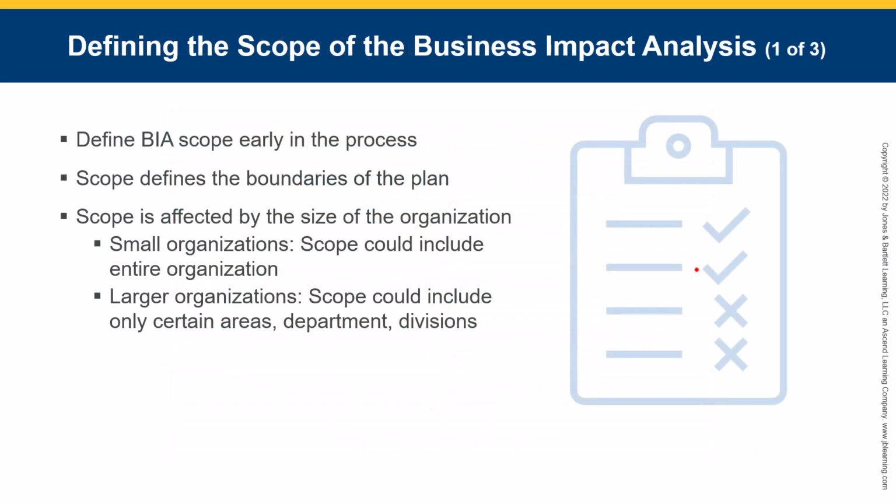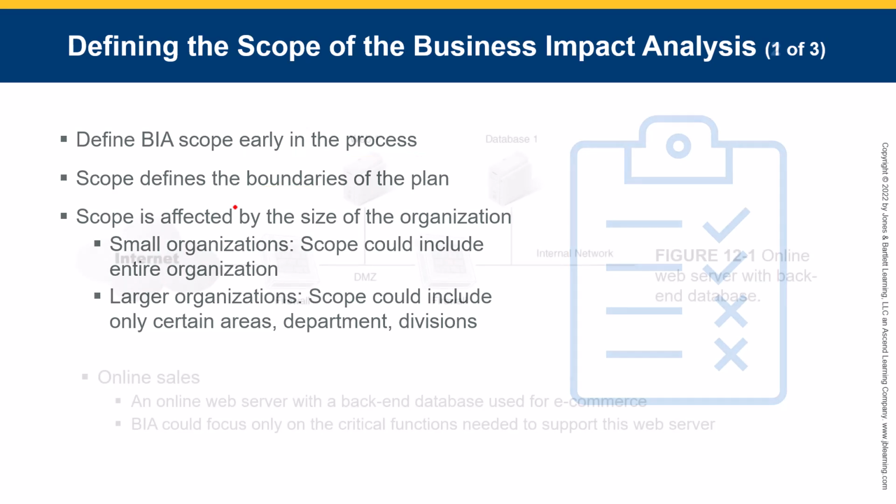Defining the scope allows us to figure out what we're going to be accomplishing. You want to develop the scope as early in the process as possible. It sets the boundaries, sets our limitations. The scope will affect the size of the organization. If it's a large organization, then the scope is going to be a little larger. In small organizations, the scope could include the entire organization. For large ones, that's not reasonable.